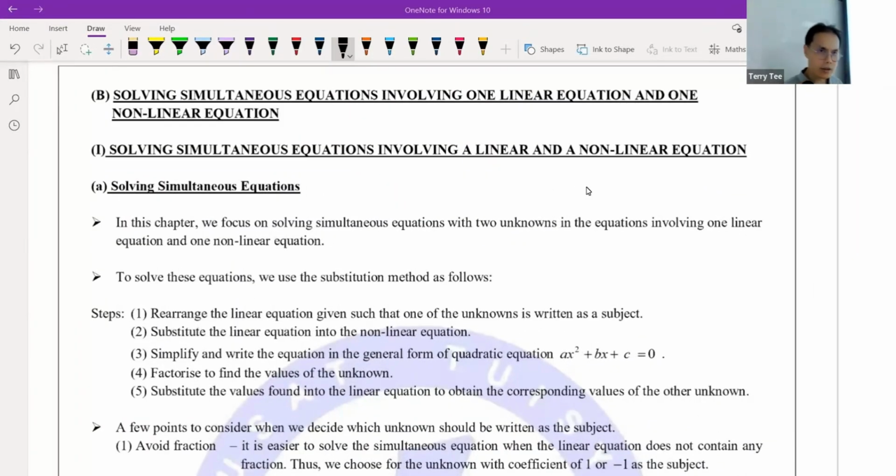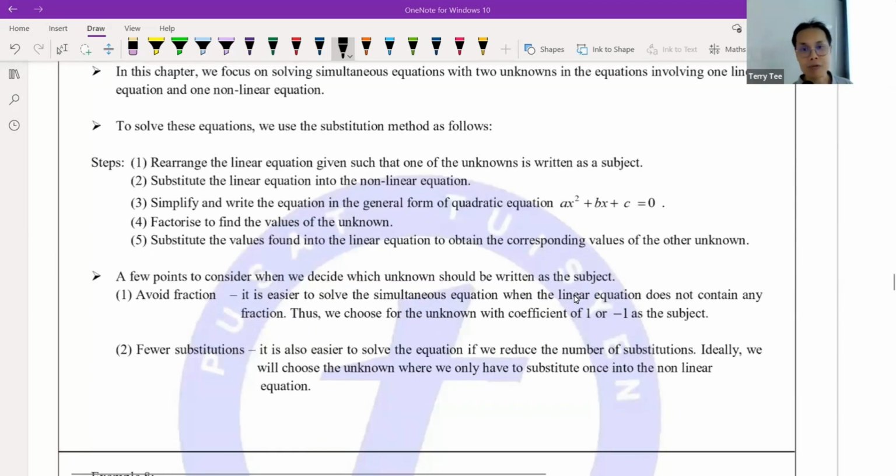Today's topic is chapter 3.2, Solving Simultaneous Equations, involving one linear equation and one non-linear equation. Let's begin. The second part of the chapter is about solving one linear, one non-linear equation involving two variables x and y. Normally, for the linear one, we rewrite it with one variable as the subject, then we substitute inside the non-linear one. Then we solve them. Usually this involves either factorization or the quadratic formula.